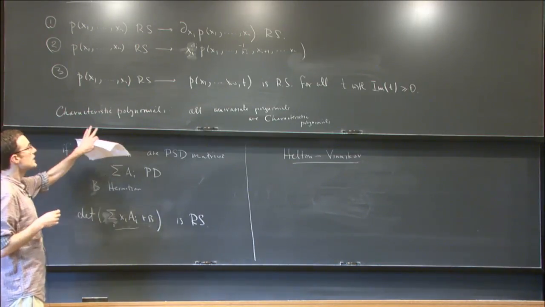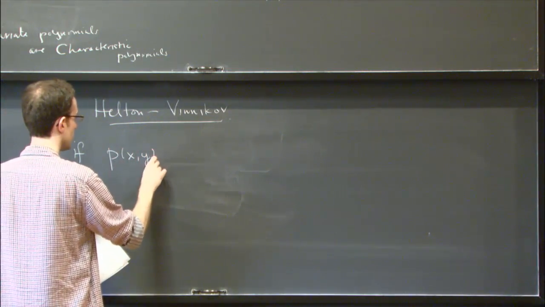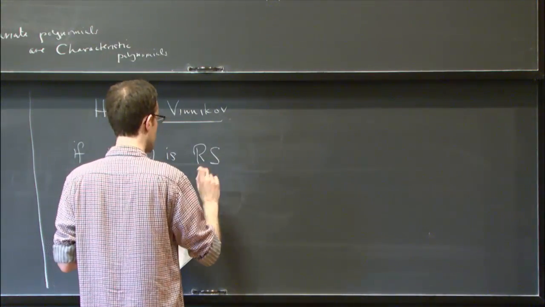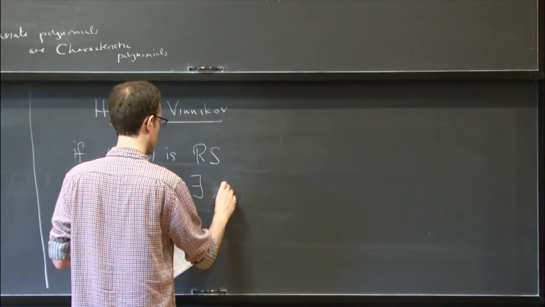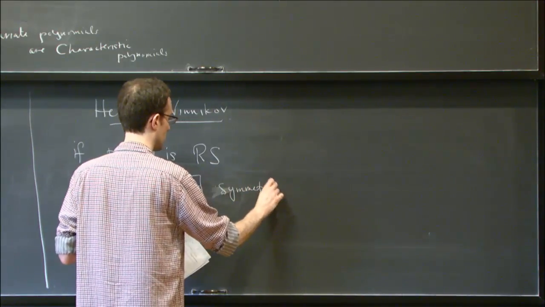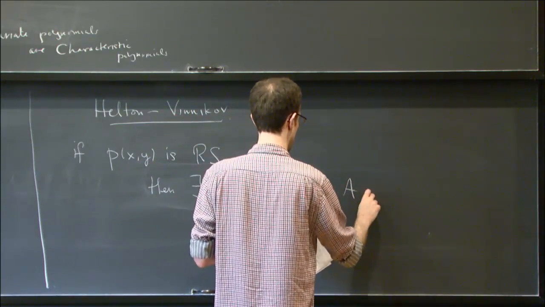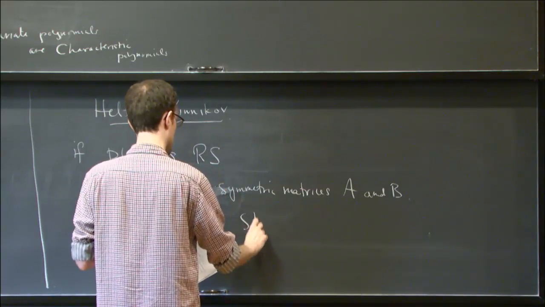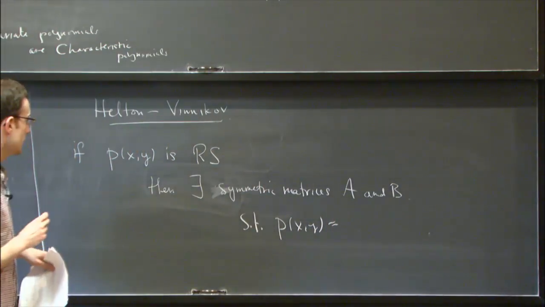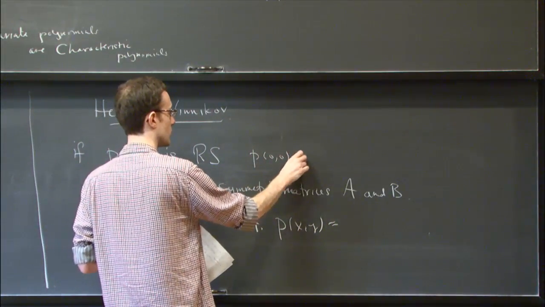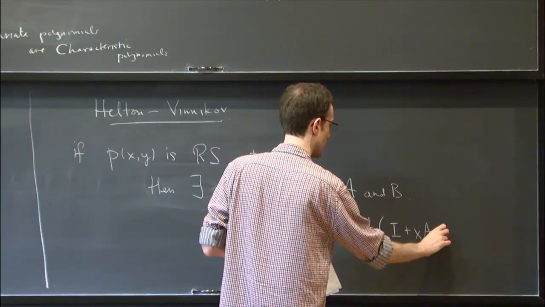So Helton-Vinnikov says that the same thing is true for bivariate polynomials. So if P of x, y is real stable, then there exist matrices A and B such that, and probably I need P of 0, 0 equal to 1, P of x, y is the determinant of I plus x A plus y B.